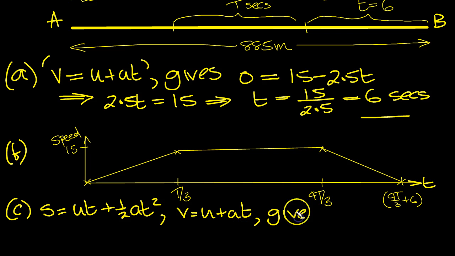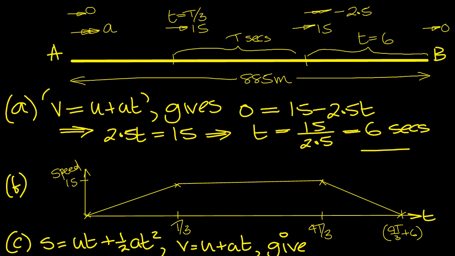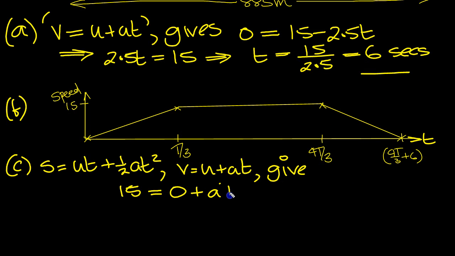These two equations give, so the final velocity here is 15, equal to the initial velocity here at A, which is 0, plus a, the acceleration, times the time, which was t over 3, wasn't it? If we look back up, t over 3 is the time. So put that in.